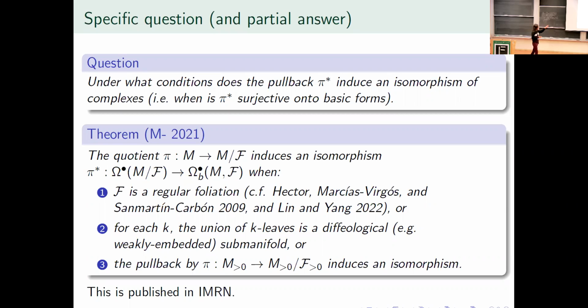So somehow this question of when the pullback is an isomorphism, you can sprinkle in zero leaves however you like in any closed subset, and you'll remain an isomorphism if you started off as one. So I think it's a bit strange. You can make some strange examples with this. Okay, and yeah, IMRN is where this can appear.